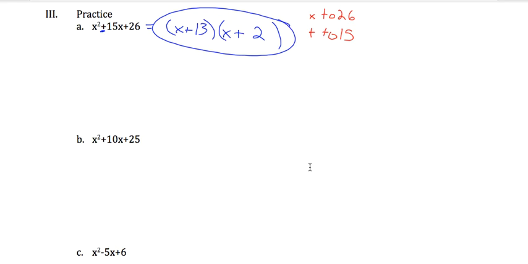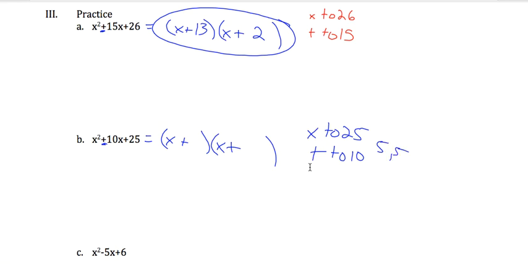Problem B is done very much exactly the same way. Try problem B, pause, and then come back. Okay, I'm assuming you've tried problem B. Again, we start with two parentheses that both begin with x. That gets us our x squared. Then we stick a plus in there because we have all plus signs. We're looking for numbers that multiply to 25 and add to 10. Those would be 5 and 5. 5 times 5 is 25. 5 plus 5 is 10, so we'll put a 5 in both parentheses.